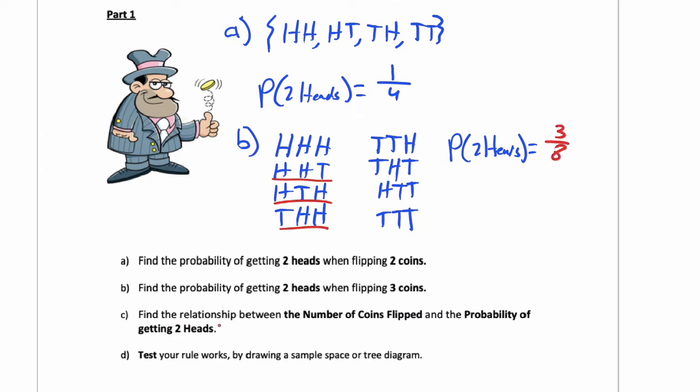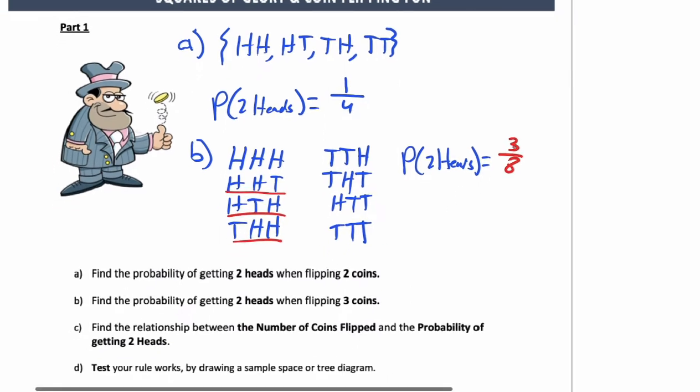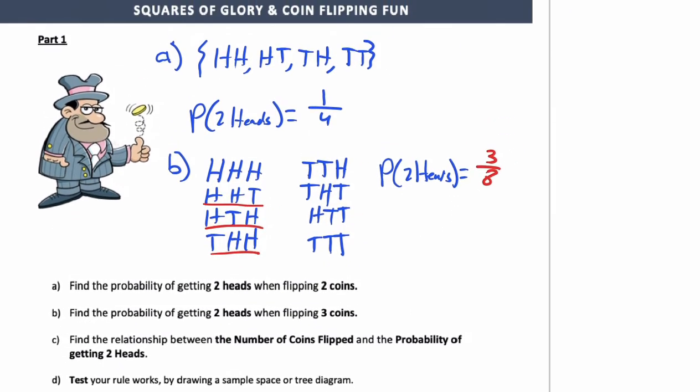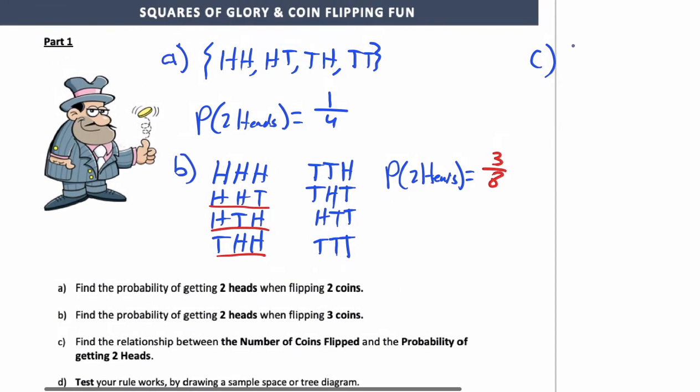Okay, so next, find the relationship between the number of coins flipped and the probability of two heads. Maybe you can't see the pattern yet, so we might need to look at what happens with more coin flips. The denominator looks like powers of 2, so the denominator will be 16. But let's look at two heads. All the possibilities of two heads are heads, heads, tails, tails, tails.